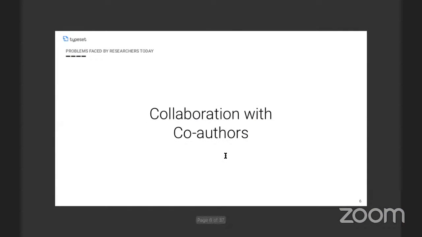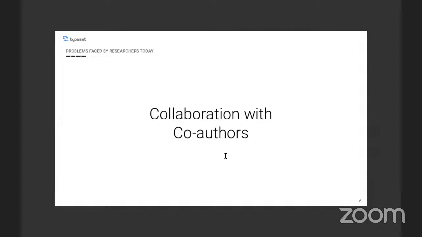And one of the most important problems that we came across was collaboration with co-authors. As you might be aware, a research article can be written by multiple co-authors. Collaborating with all the co-authors on a single paper becomes very difficult.